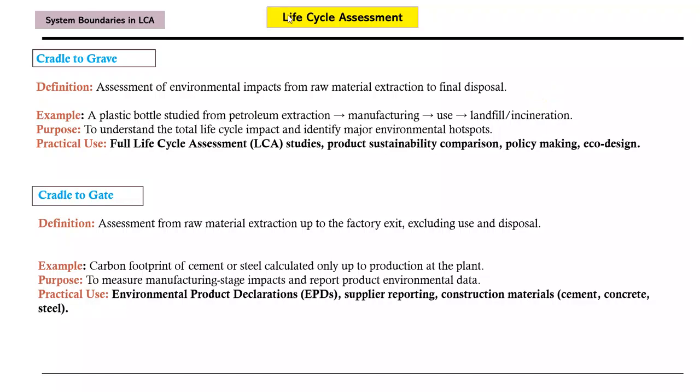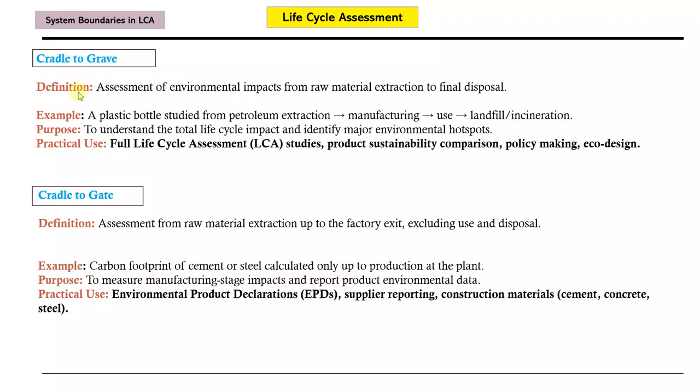Hi all. So yesterday I told you that I will give you details of the life cycle assessment part, which is system boundaries in LCA. In the last lecture, I told you that we have defined the parts like cradle to grave, cradle to gate, gate to gate, but we have details of all these terms used in LCA.